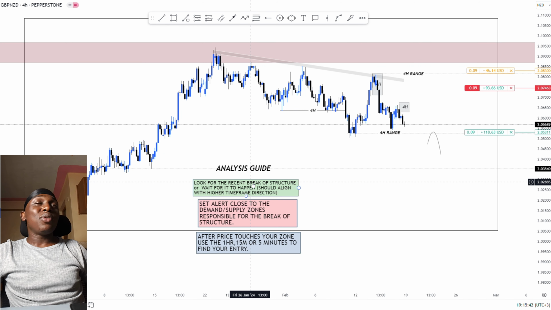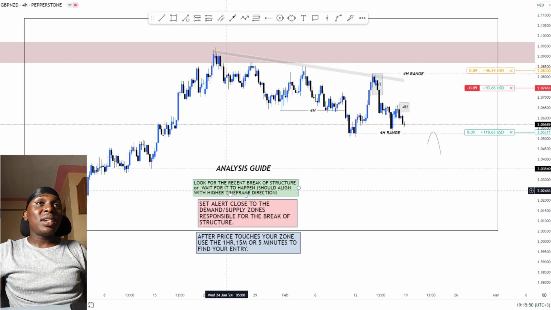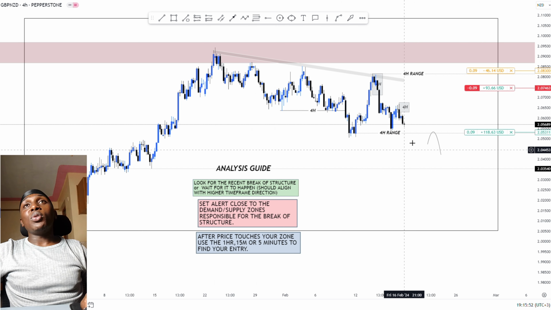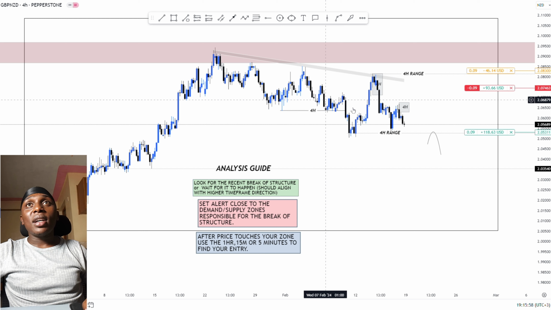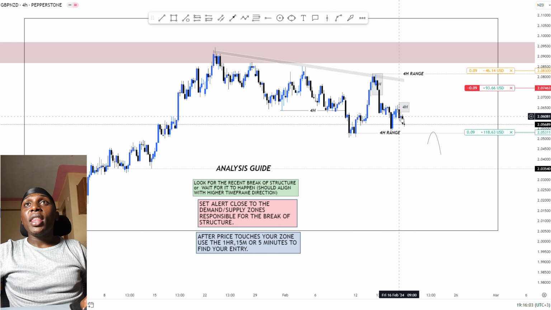So GBPNZD 4-hour time frame, looking at our analysis guide, look for the recent break of structure, or wait for it to happen. So looking at GBPNZD, you can see that a break of structure is about to happen since it is a downtrend. We are waiting for price to break this previous low, and then after it breaks this previous low, we will wait for it to come and touch these supply zones which it left.